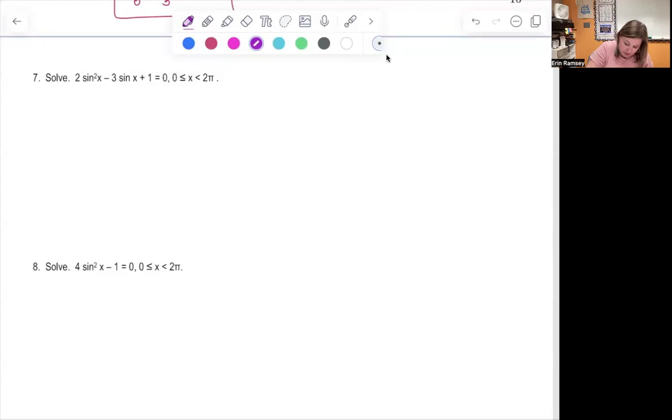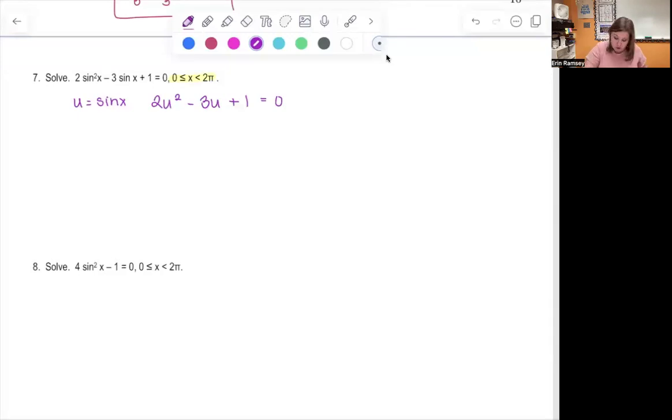So for this one, the u is the sine of x. I have sine of x squared, sine of x, and then a constant. So u equals the sine of x. That's going to make my equation 2u squared minus 3u plus 1 equals 0. And once again here, we're only looking for solutions on 0 to 2 pi.